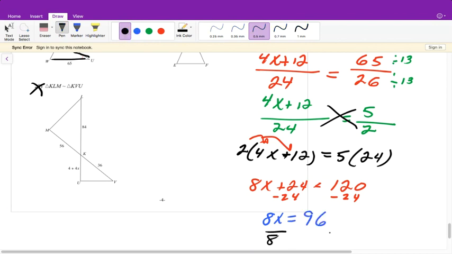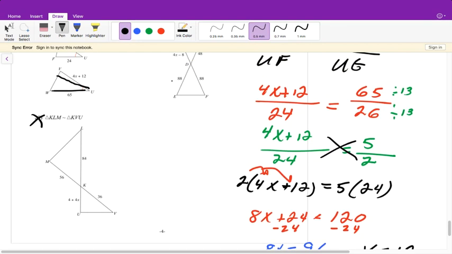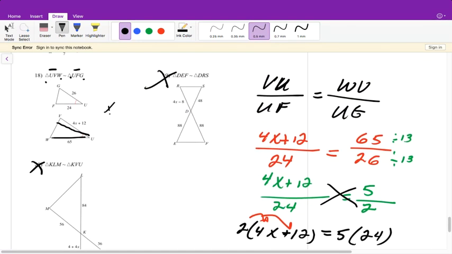Divide each side by 8. Divide each side by 8. X is then equal to 12. So x is equal to 12.